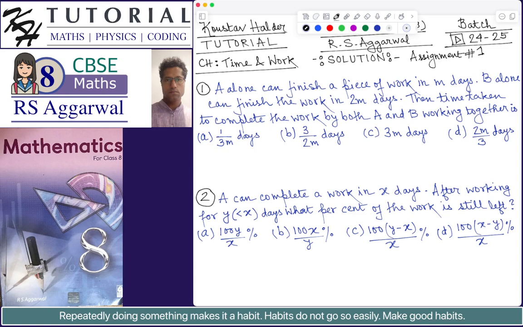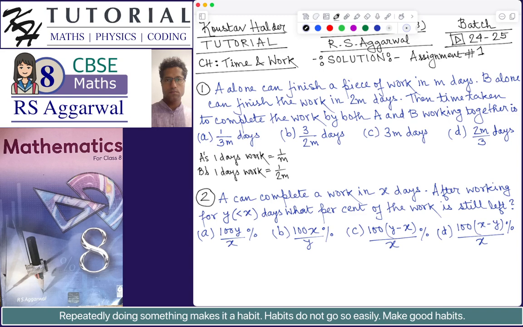Okay, so the number of days that A and B alone can finish a piece of work is given. So we can say that one day's work, which means the amount of work done by A alone in one day, will be equal to 1 by m, since it is given that A alone can finish a piece of work in m days. Similarly, B's one day's work will be equal to 1 by twice m, since it is given that B alone can finish the work in 2m days.